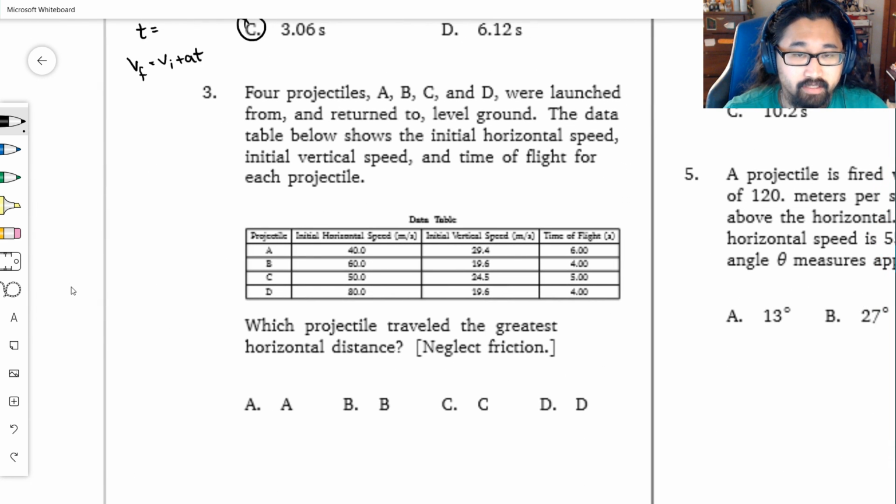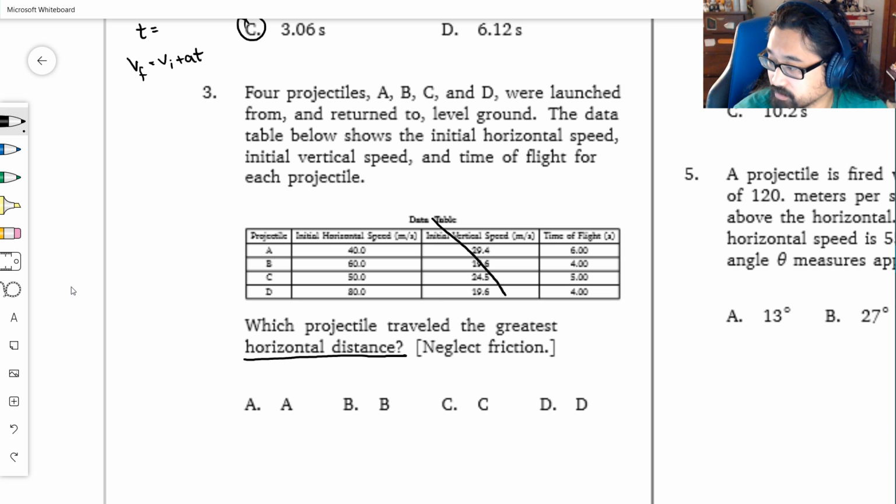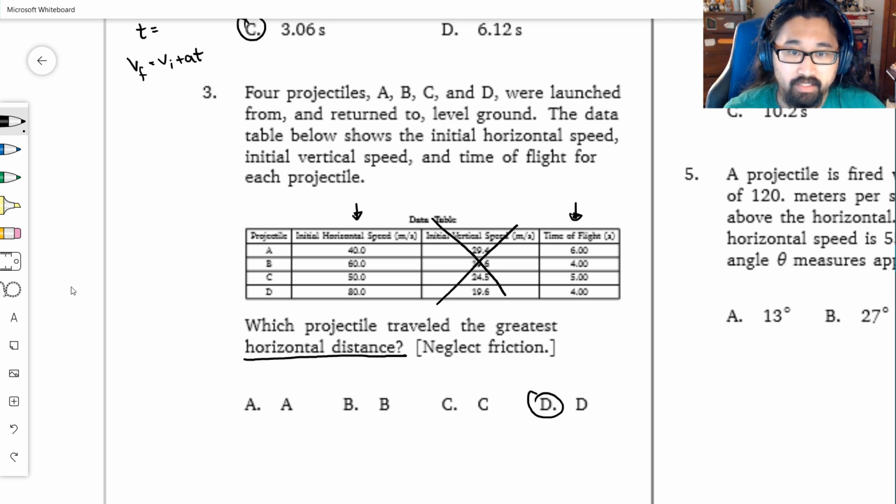Four projectiles A, B, C, D were launched and returned to level ground. If I need to find horizontal distance, then I know that the vertical part doesn't matter to me at all. It just doesn't make any difference. Vertical does not affect horizontal. So I need to take the horizontal speed times the time of flight, whichever one's the biggest, which by the way is choice D. That's the answer.